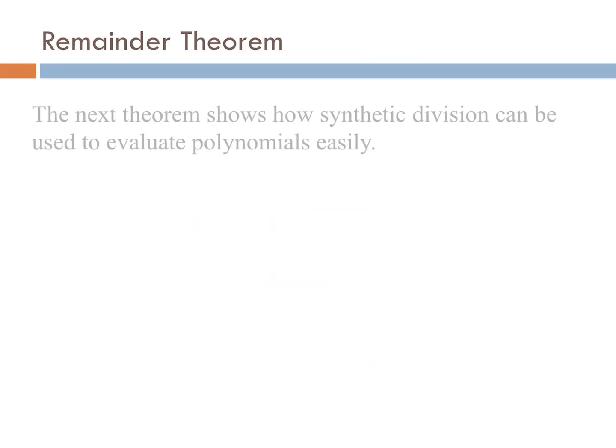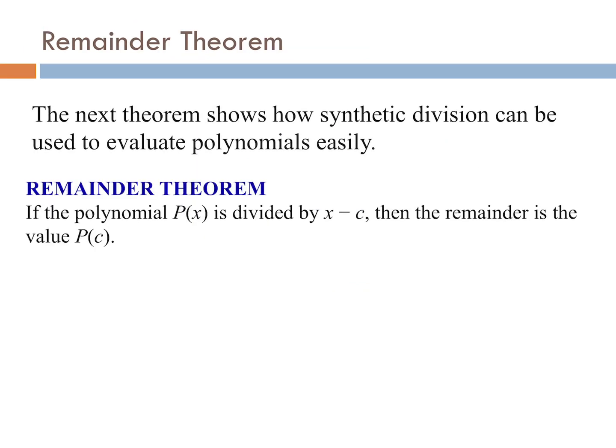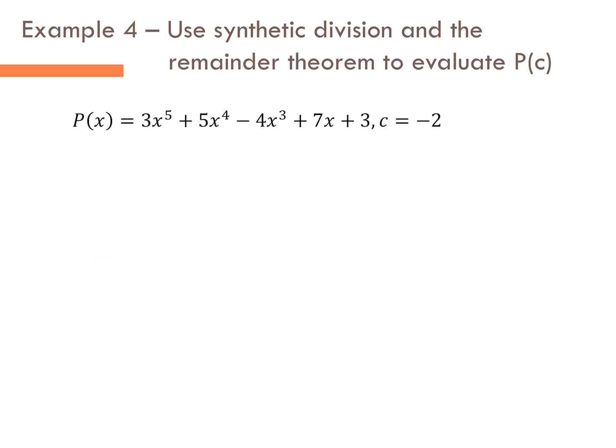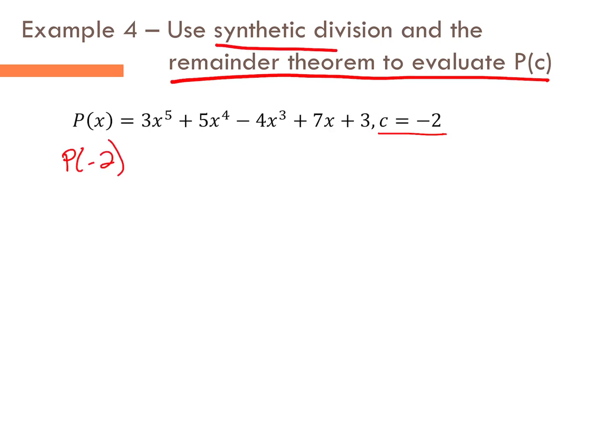The next thing we're going to get to is what is called the remainder theorem, and this is just another way to evaluate a polynomial. So if a polynomial p of x is divided by x minus c, then the remainder is our value of p of c. So it's kind of another way to evaluate functions. So in here, if you're given your function, and then it wants us to use the remainder theorem to evaluate p of c, well, c is negative 2, so what I really want to find is p of negative 2. Normally, you would just plug that in. Well, we're going to use synthetic division to get the answer. So if it ever asks you to use the synthetic division or remainder theorem, you need to show me that.